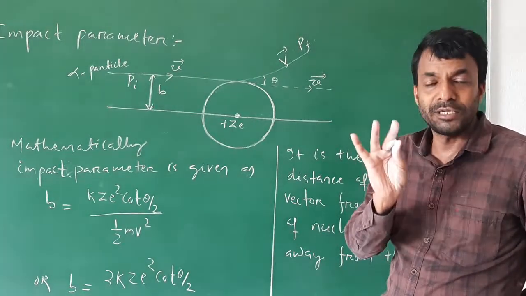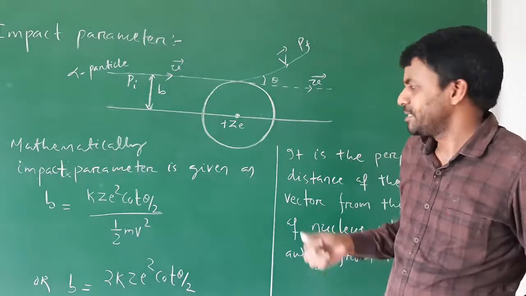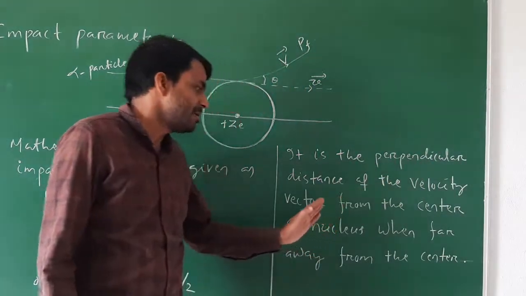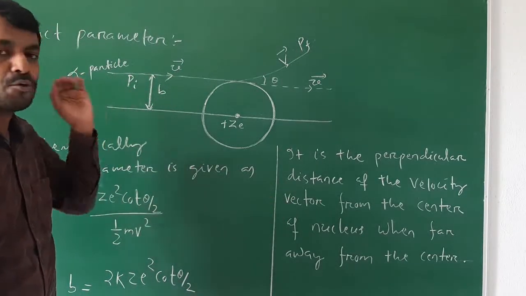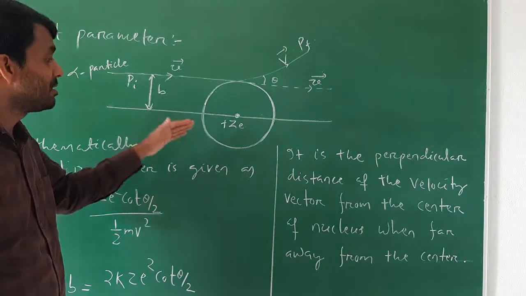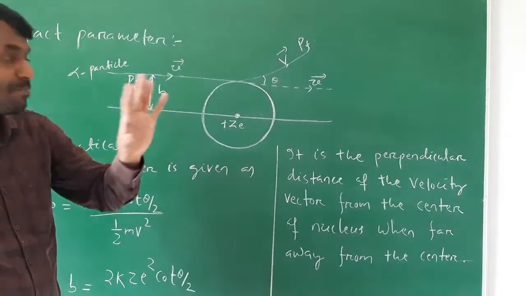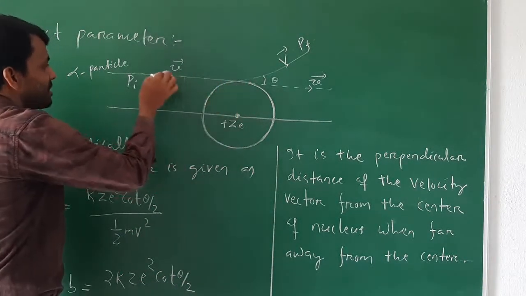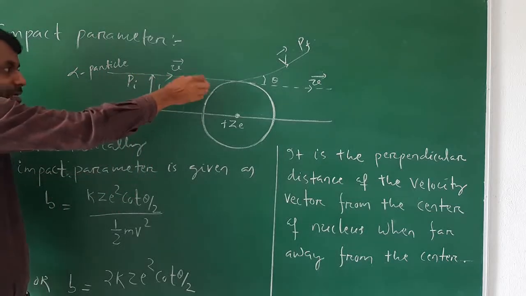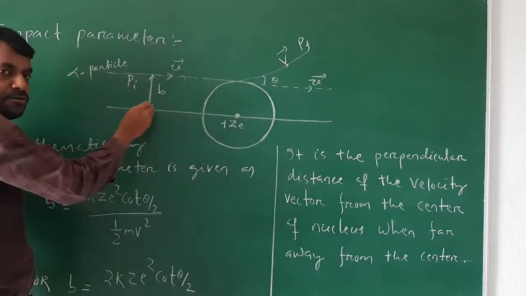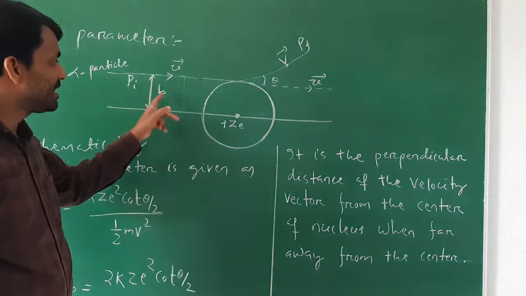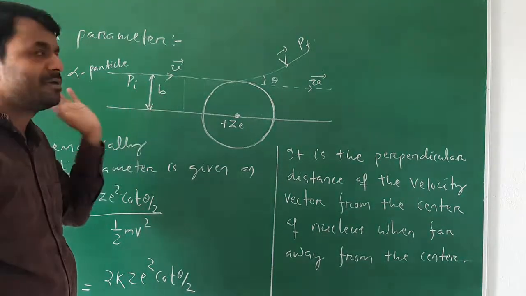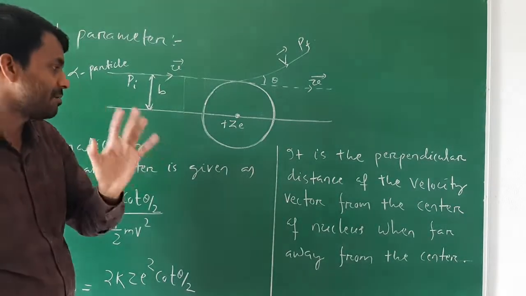Now coming to the definition of impact parameter. It is the perpendicular distance of the velocity vector from the center of the nucleus when the particle is far away from the center of the nucleus. This is the velocity vector and this is the center of the nucleus. This perpendicular distance is denoted by small b. This is known as the impact parameter.